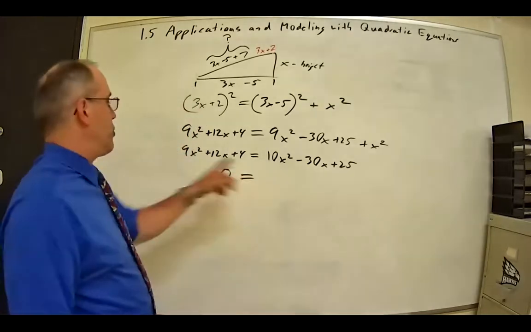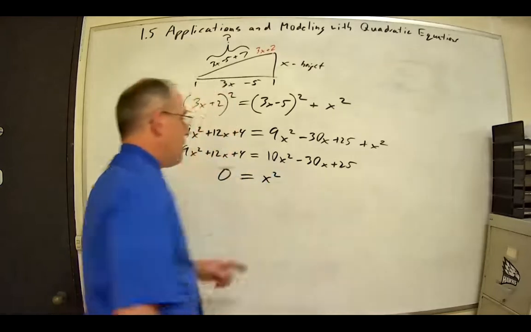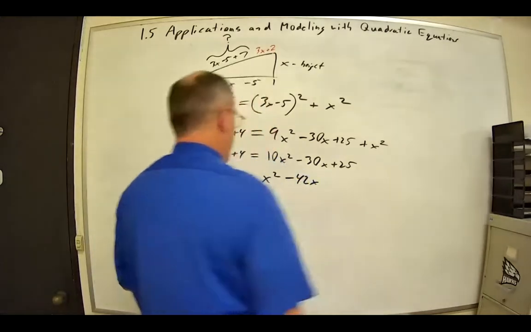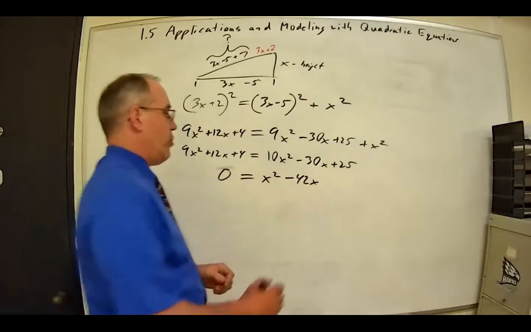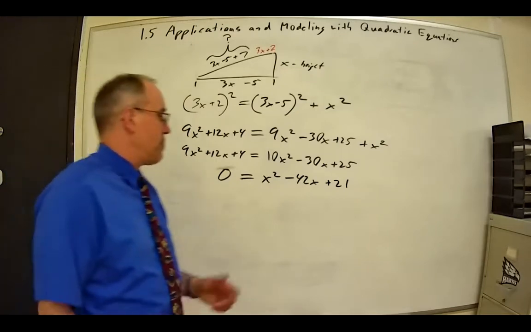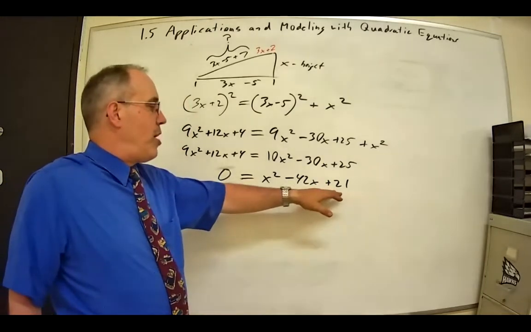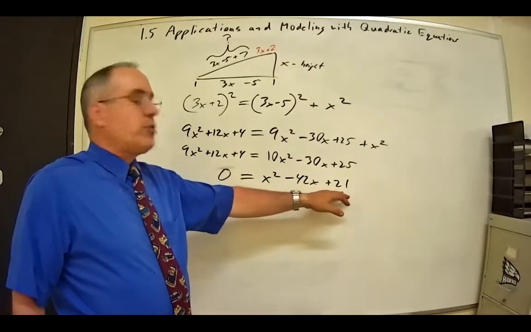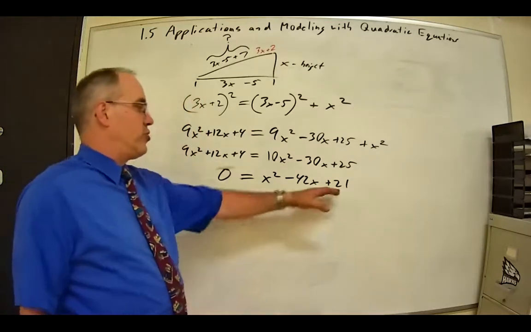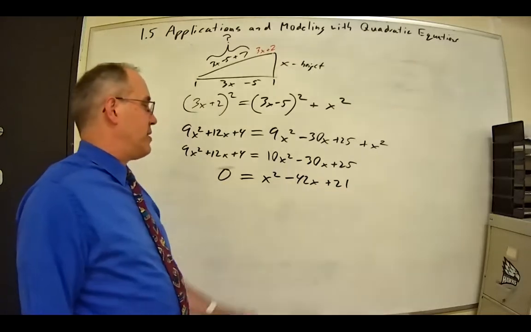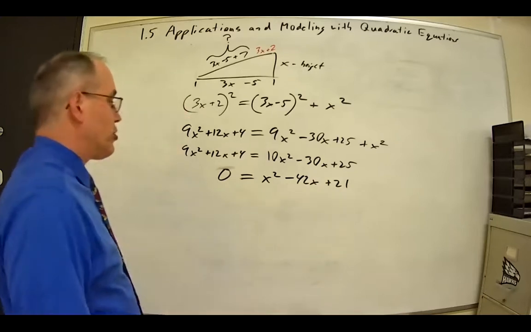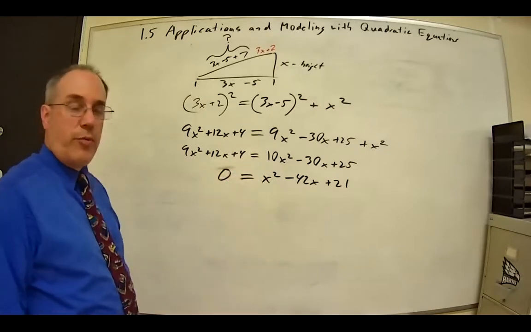So we got 0. 10x squared minus 9x squared gives you x squared. Minus 30x minus 12x gives you minus 42x. And 25 minus 4 is 21, plus 21. Okay, now I look at this and ask, what about two numbers that multiply to 21 and add to negative 42? 21 and 1. Anything less than that is not going to make it. So we can't do a simple zero product rule. So let's use the quadratic formula.